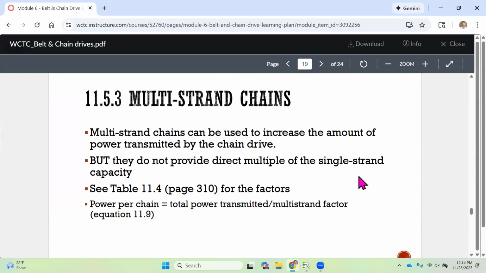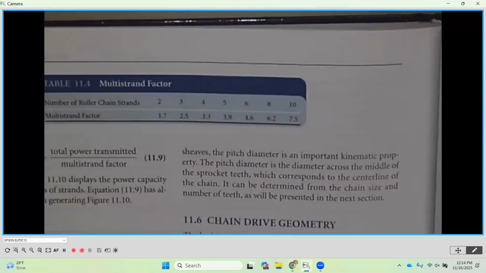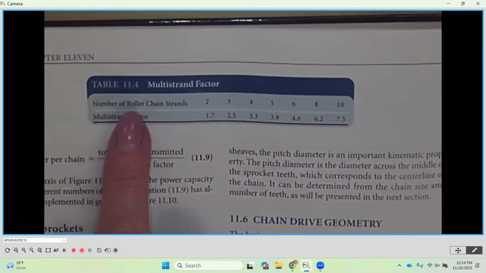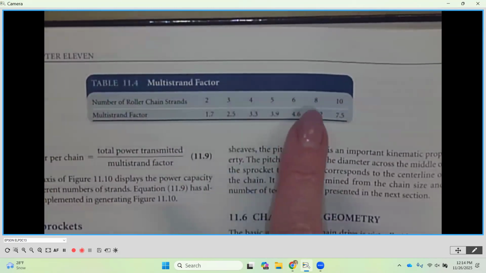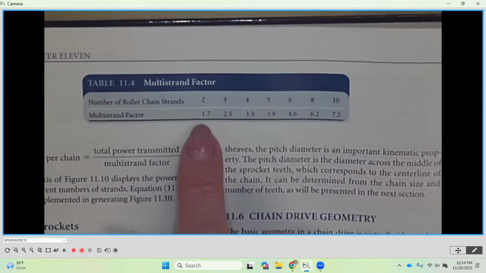Now, multi-strand chains, we saw a picture of that, can be used to increase the amount of power transmission through that chain drive, but they do not provide a direct multiple of a single strand capacity. Meaning, if I have one strand and I know what the strength is, if I have two, I can't just multiply it by 2, all right? Instead, the multipliers are, as we see at the top of page 310 in table 11.4, where the number of chain strands is across the top. So if I look at 2, my multiplier factor is not 2, it's 1.7.